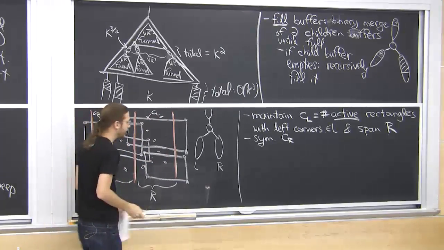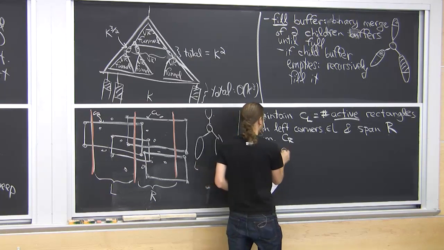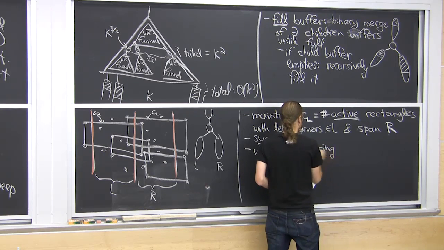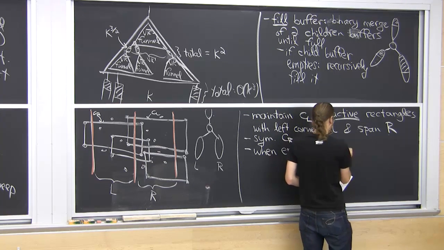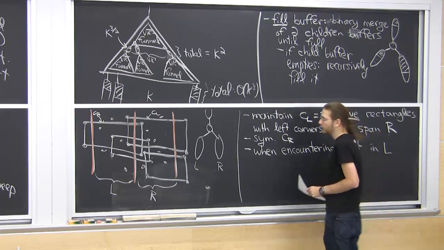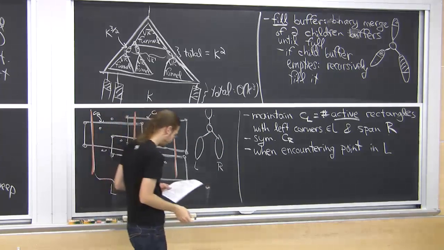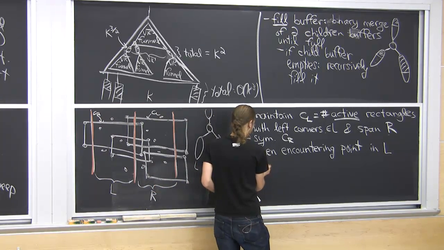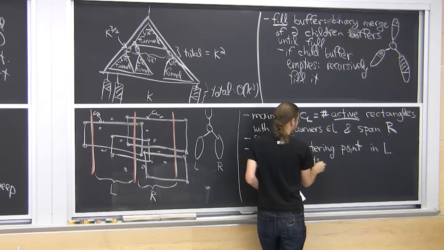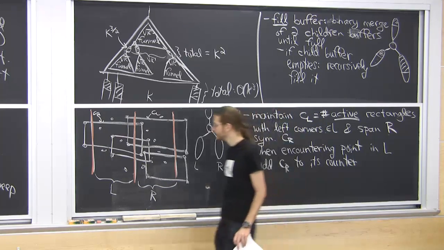In general, there might be a lot of them, so you count them. And then the only thing we need to do is whenever we encounter a point as opposed to a corner, because we're storing them all together, we add, I got this right, CR to its counter. We want to know how many rectangles contain that point.